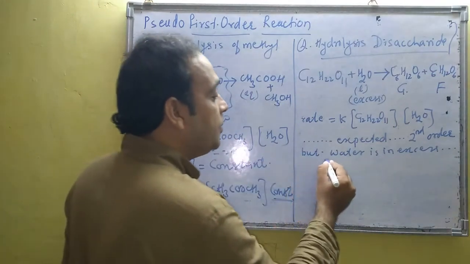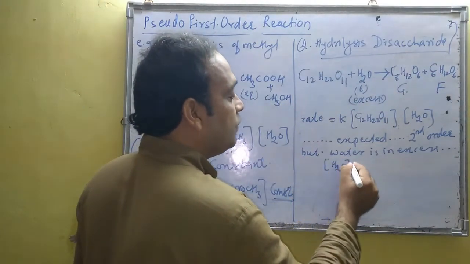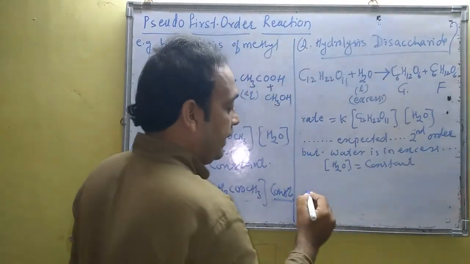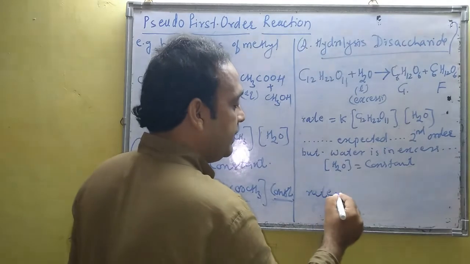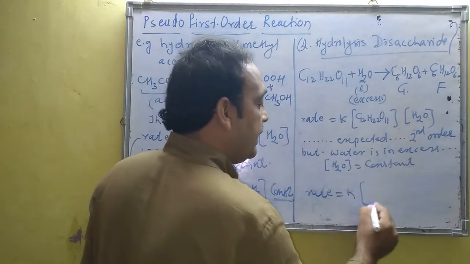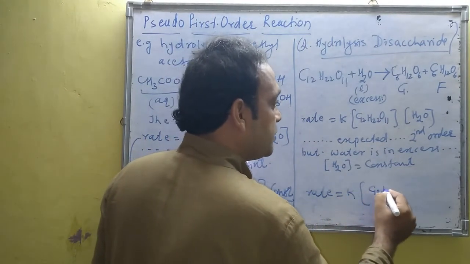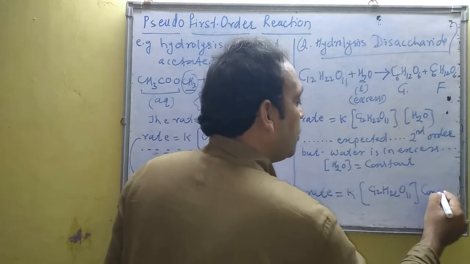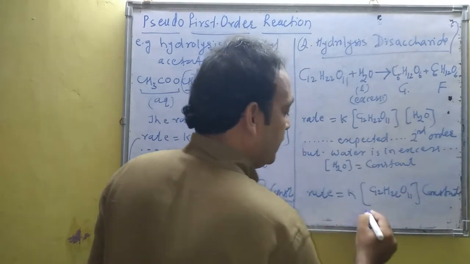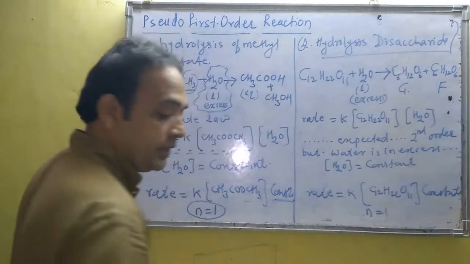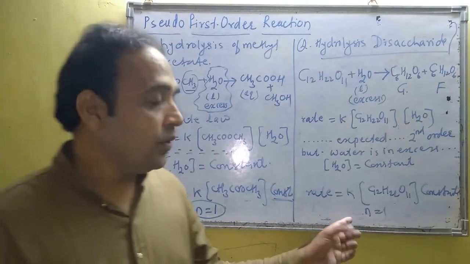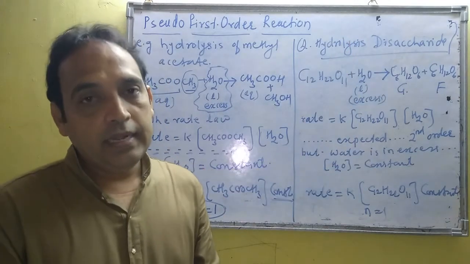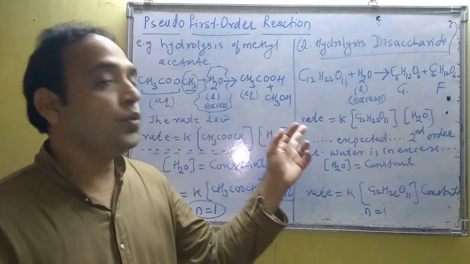So here you can write that the concentration of water remains constant, so the rate becomes rate is equal to K into concentration of C12H22O11 into constant, and finally the order of reaction is first order. So write in a systematic way, and follow your textbook to explain these two examples.